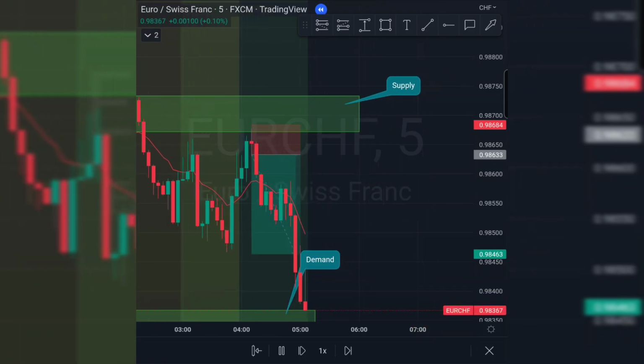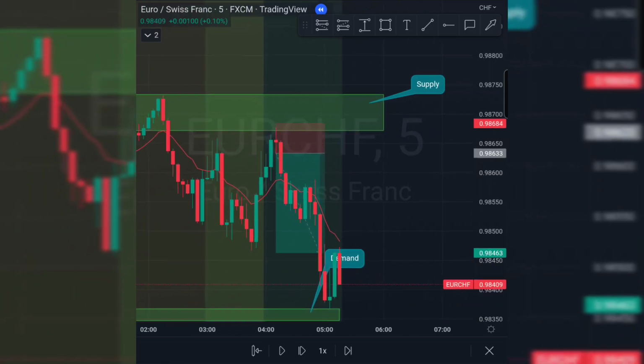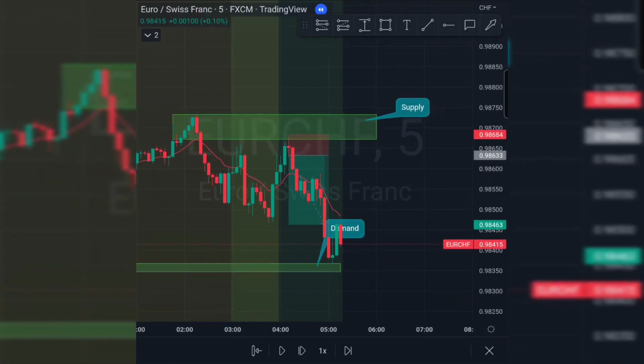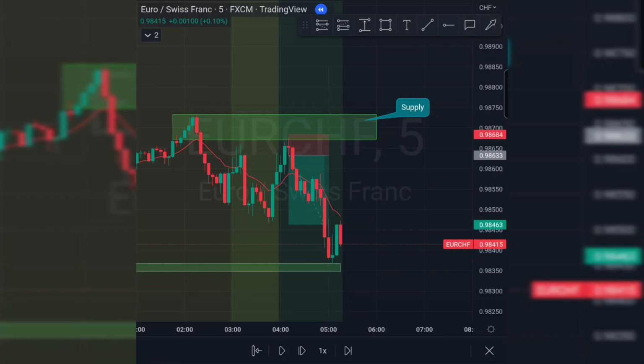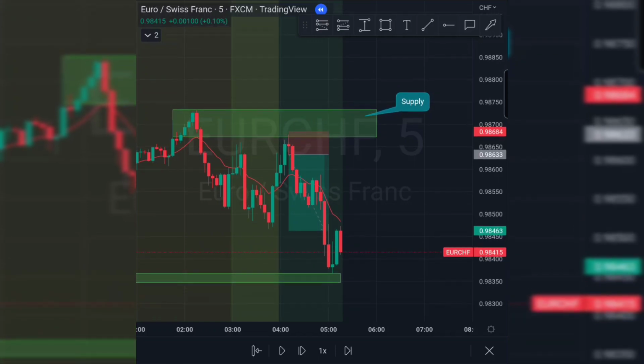It gets like that. This is how powerful supply and demand is. And you see it throws you an entry on the demand as well. So zone to zone. This right here is golden, man.